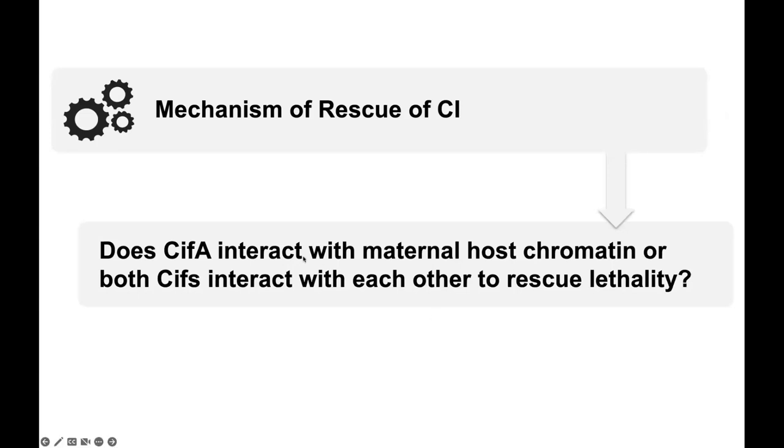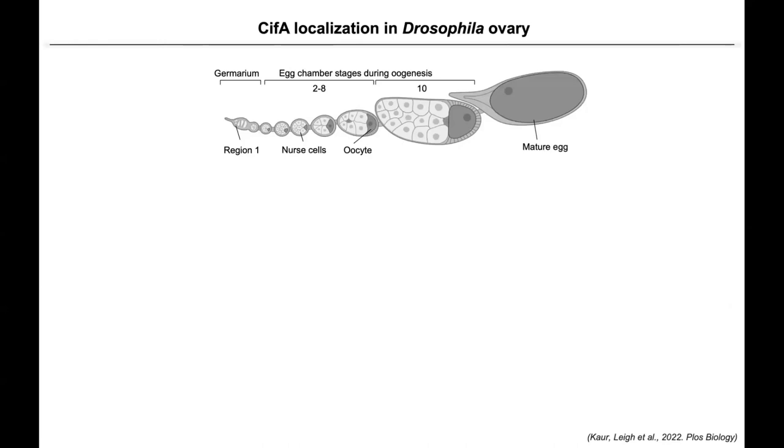We ask the question: can CIF-A interact with maternal host chromatin to modify the maternal chromatin in the same way that they do in the paternal chromatin? Or, regardless of interacting with maternal host chromatin, maybe it is both CIFs that, in the embryo, interact with each other to rescue lethal effects. So in order to show that, we first looked at CIF-A localization dynamics across the Drosophila oogenesis process.